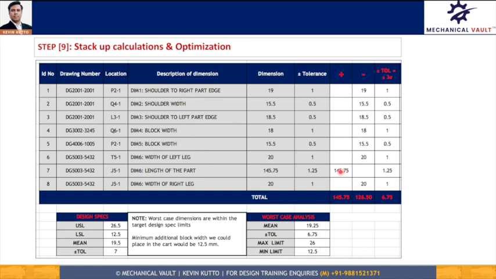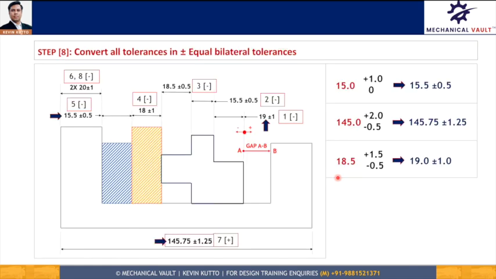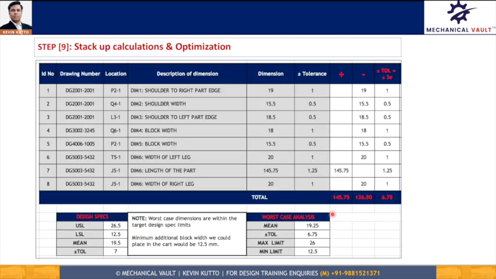And now our seventh dimension was positive. So again, if you go back here, 145.75 plus minus 1.25 was positive because we moved from left to right, and that's why it is shown positive here. And our last dimension was also negative, which was the same as our sixth dimension. So that is how we got all these dimensions under plus or minus columns and their tolerances.